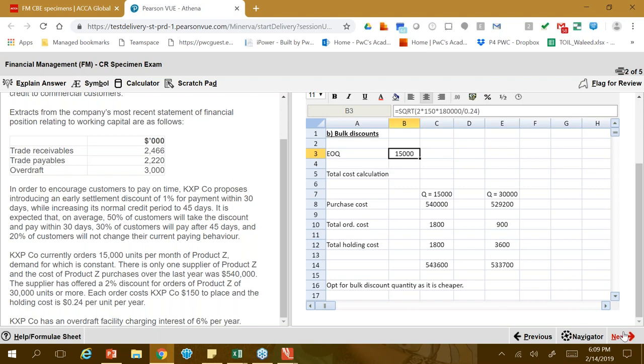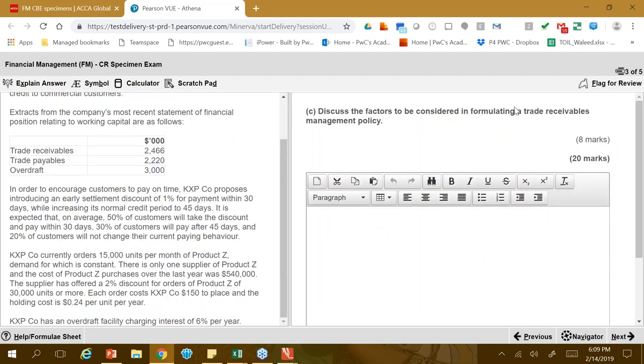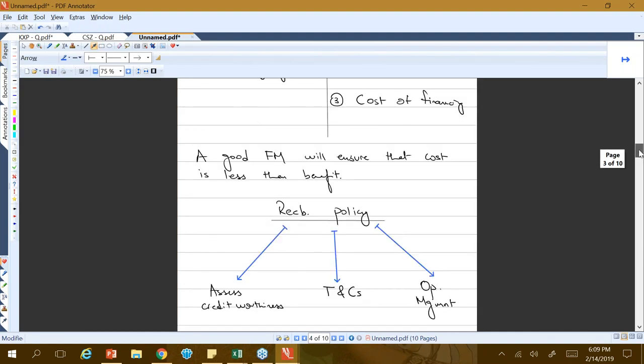Now, the last thing, the next requirement on this question, is the idea of looking at the factors to be considered in formulating a trade receivables management policy. So whenever the examining team wants you to think about trade receivables management or their policy, we always think of those three headings. The three headings which I talked to you about were assessing creditworthiness, the T&Cs, and operational management.